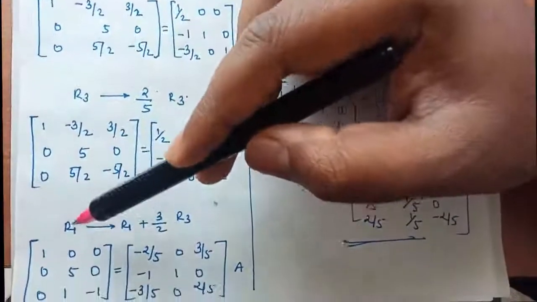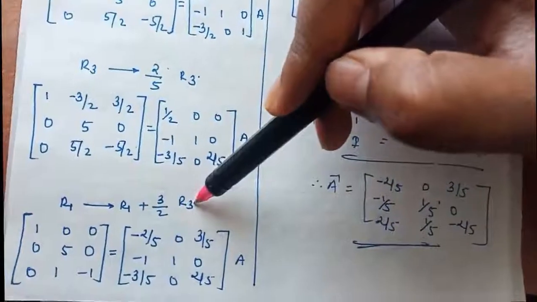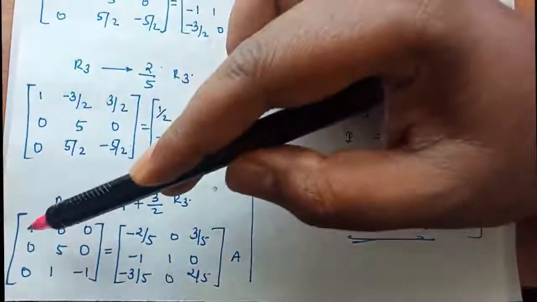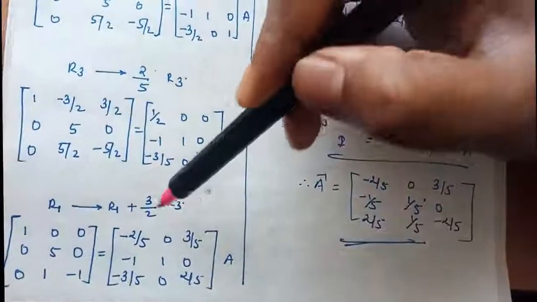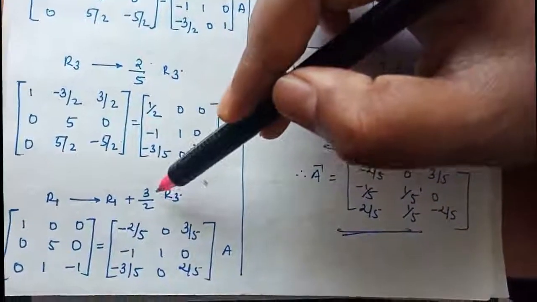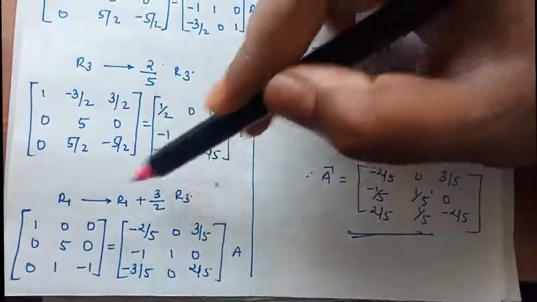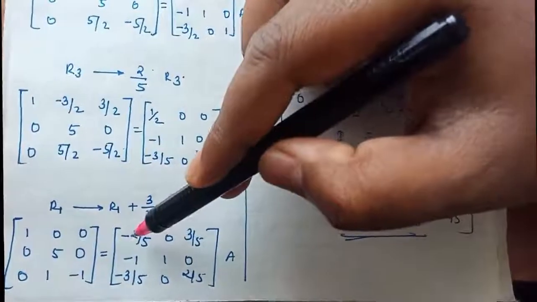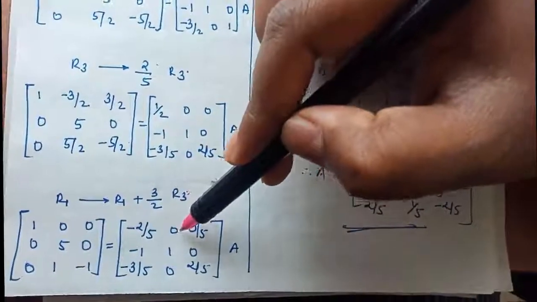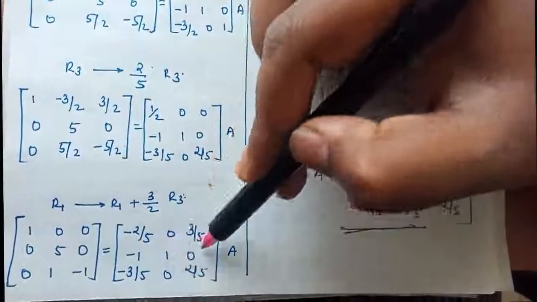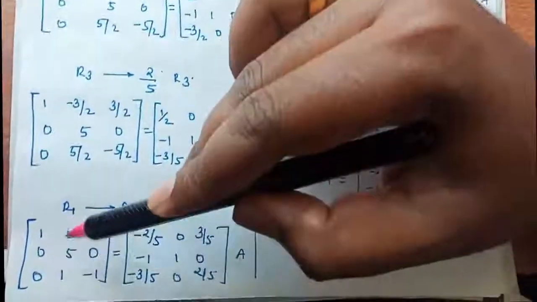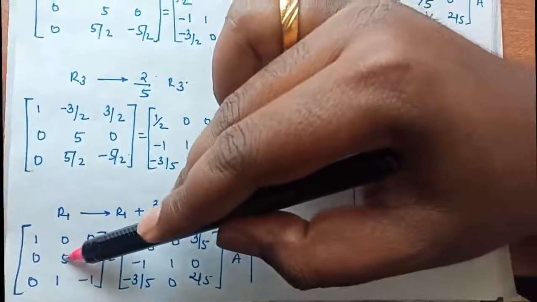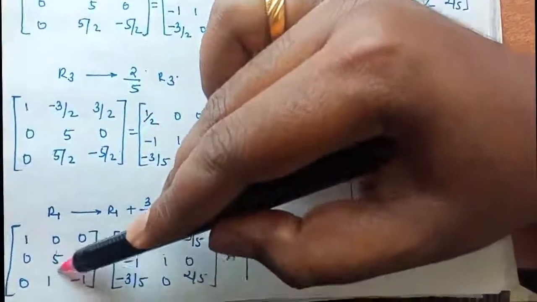Now next is R1 changes to R1 plus 3 by 2 R3. So I will get the matrix 1, 0, 0, 0, 5, 0, 1, 0, 1, minus 1. Similarly, same thing. We have to multiply the 3 by 2 to the R3 and then add it to the R1. So R1 will change. So here will be minus 2 by 5, 0, 3 by 5, minus 1, 1, 0. This is minus 3 by 5, 0, 2 by 5. Now here I got 1, 0, 0, 0. I want 1 here and 0 here. So it will come in the proper manner.